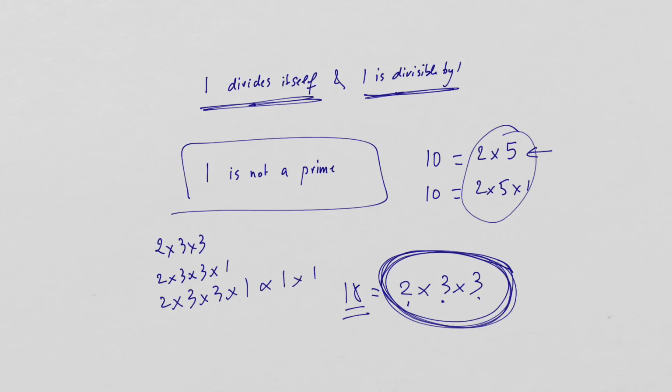Right? So we exclude 1 from being a prime. So that's the first comment I want to make. 1 is not a prime. Okay? Keep that in mind.